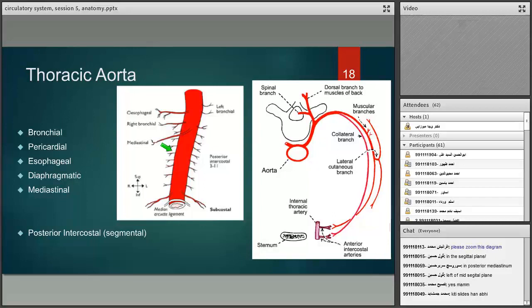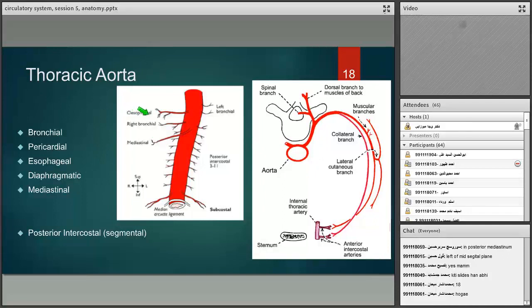Listen, please. The thoracic aorta is placed in the posterior mediastinum. So the heart and the lungs, and also the pericardium and the esophagus, are placed in front of the thoracic aorta. So this artery is sending some branches to these organs.